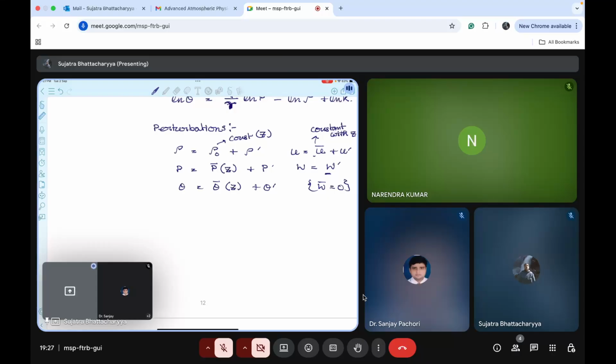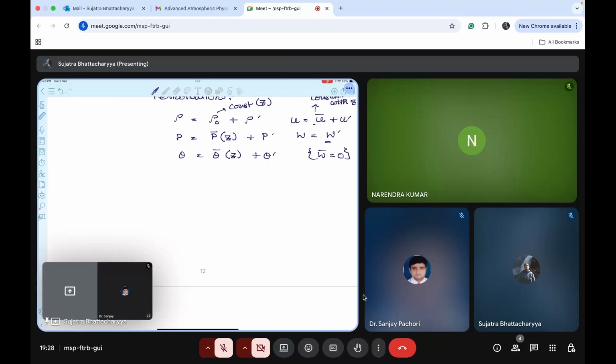Fine. So these are the things. And now let's do another thing: 1 by rho, delta P by delta Z, plus g. This is the part of the vertical momentum equation. We will write the perturbation terms. So this is rho naught plus rho dash, delta by delta z of p bar plus p dash, plus g.